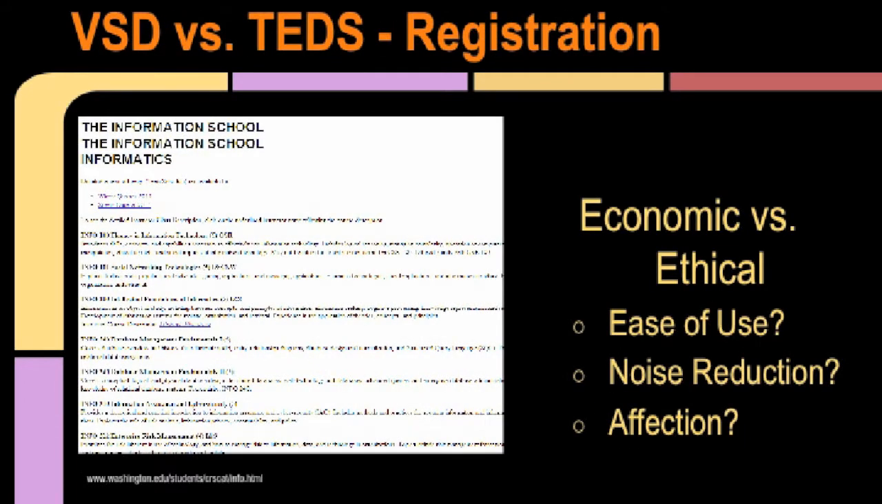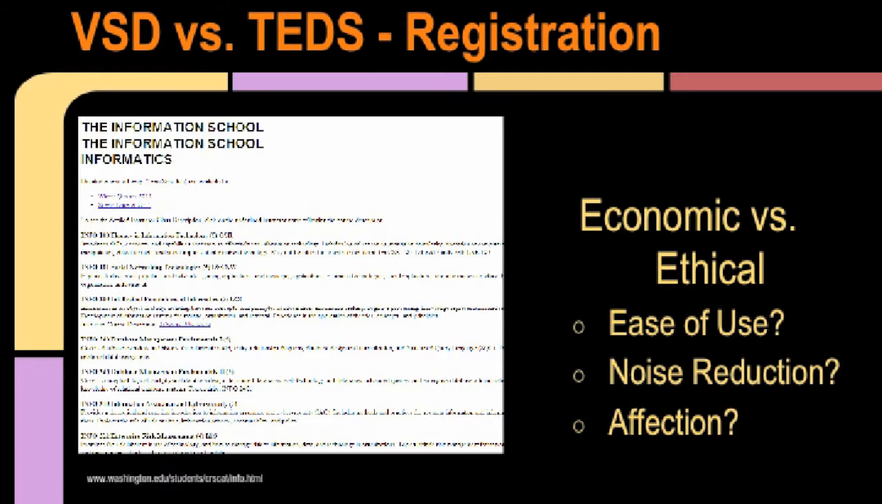A group from the previous week looked at UW registration through the lens of the VSD system, but today we're going to look at it through the TEDS system and look at the economic values that it gives to its users, specifically students. Is it easy to use? Not really, because if you don't know what classes you need, you have the entire catalog to choose from, and there isn't a very easy way to find classes that you'll need for your major.